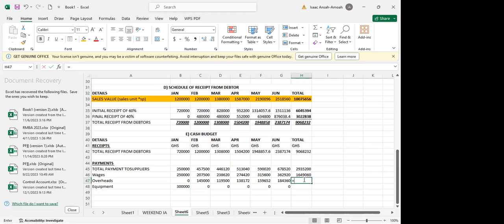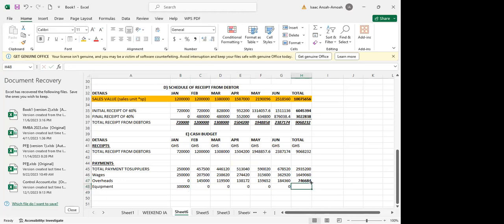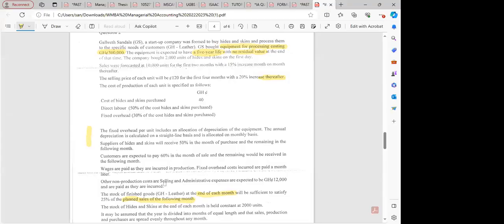All right. Do we have any other costs in your reading? Have you come across any other costs that the organization has to pay? Selling and administrative. We have selling and administrative expenses. So, other non-production costs, selling and admin expenses are expected to be 12,000 and are paid as they are incurred, right?